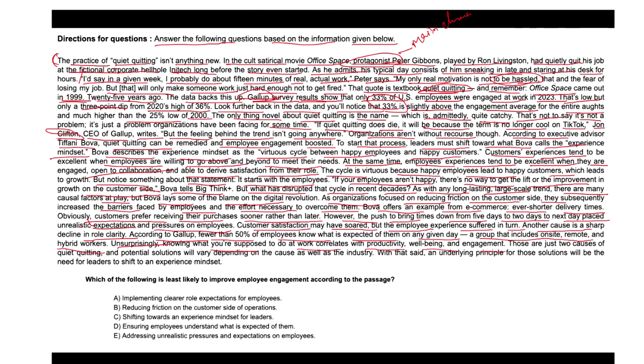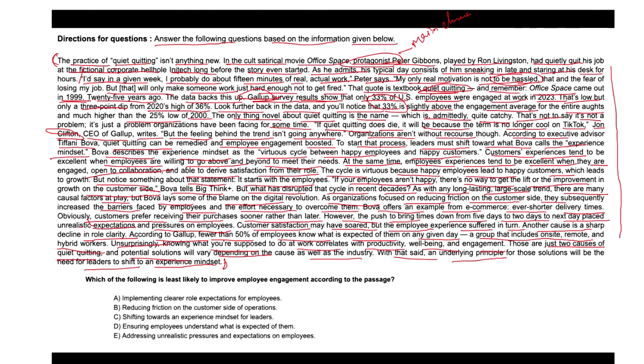Those are just two causes of quiet quitting, and potential solutions will vary depending on the cause as well as the industry. With that said, an underlying principle for those solutions will be the need for leaders to shift to an experience mindset, right? So, as we have understood the text, what does the text try to introduce, or what does this particular text try to tell us? What does the passage introduce the concept of?